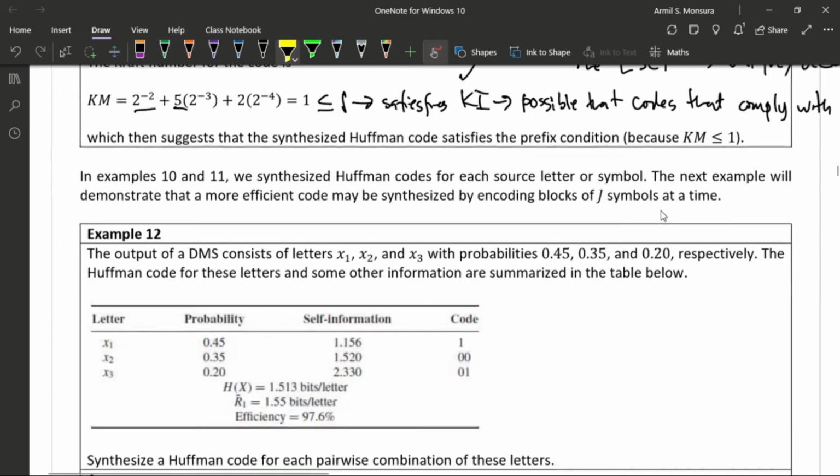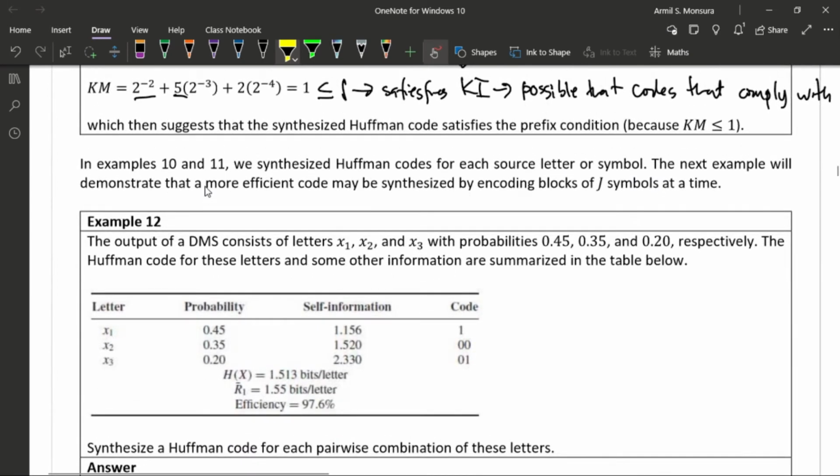Now, here in example 12, we will demonstrate that a more efficient code may be synthesized if we actually encode blocks of J symbols at a time. So instead of generating codes for each letter, we can generate codes for blocks of letters, and that may lead to more efficient codes. Okay? So, it goes like this.